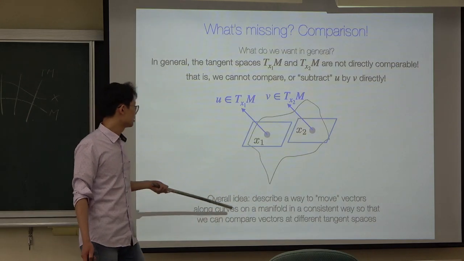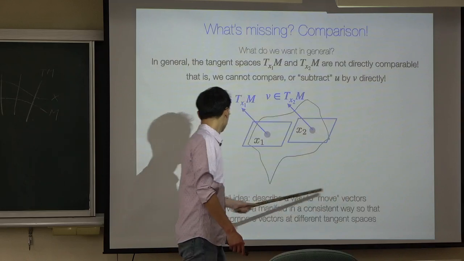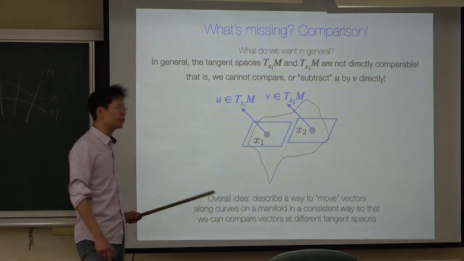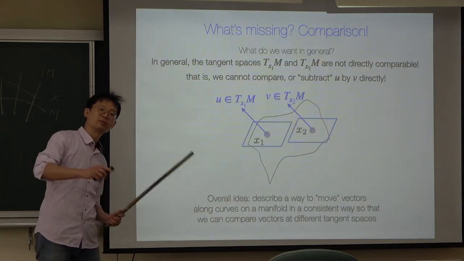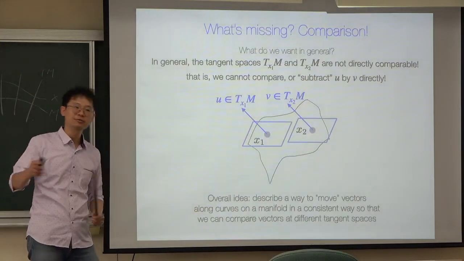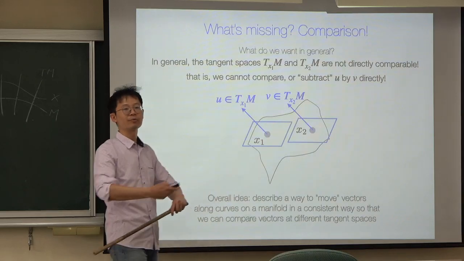So the overall idea is trying to find a way to move vectors along curves on a manifold in a consistent way, so that we can compare vectors in different tangent spaces, and so that we can achieve the notion of how the vector field changes from one point to another.